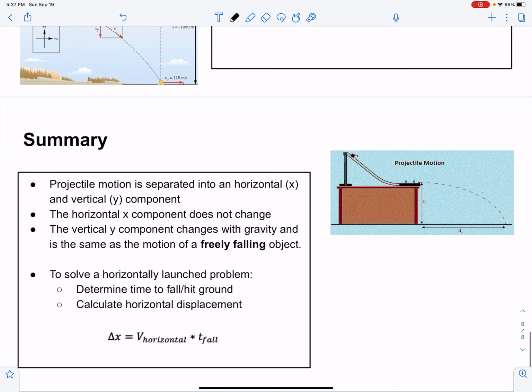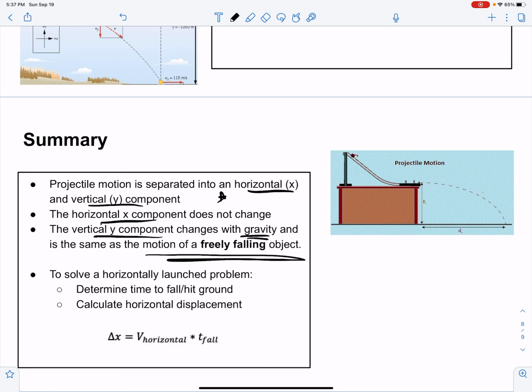Let's just look at our summary. All right, so projectile motion is separated into a horizontal and vertical component. The horizontal x component of our velocity does not change. The vertical component y does change because we have gravity, a force constantly acting on it. And it's the same as a free-falling object.